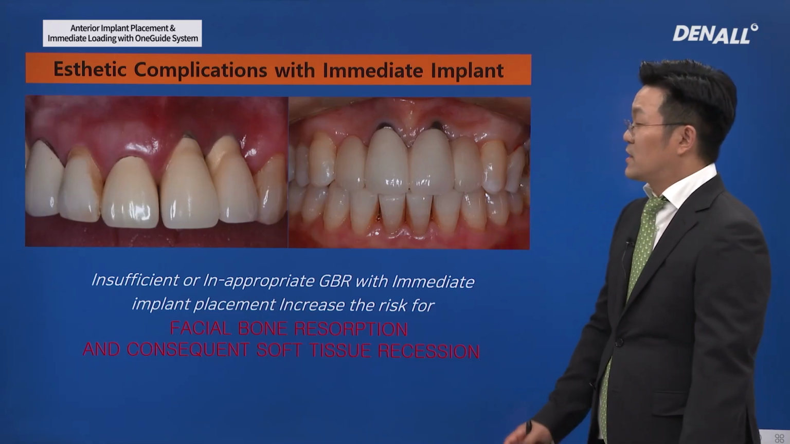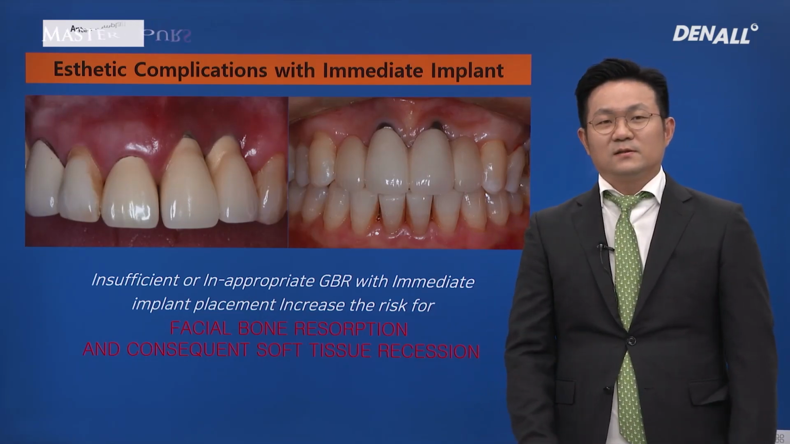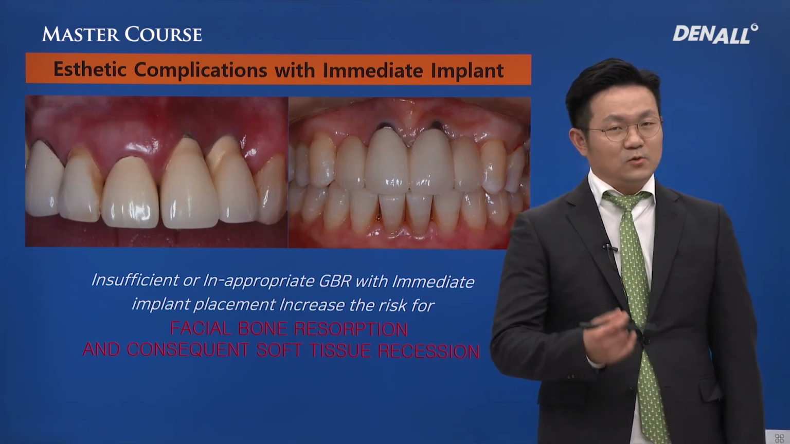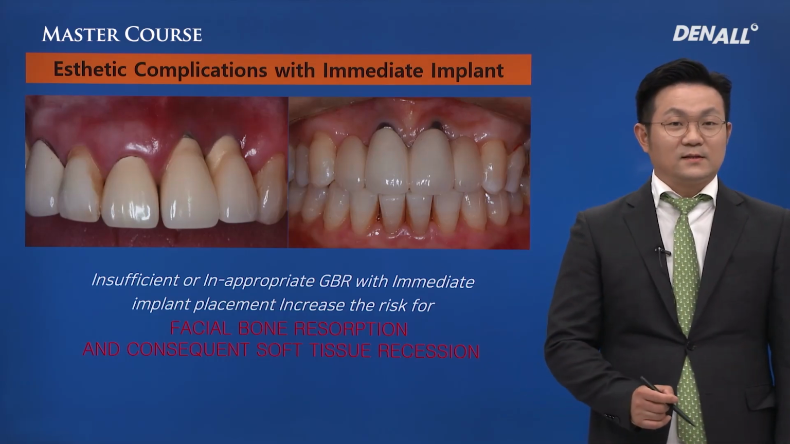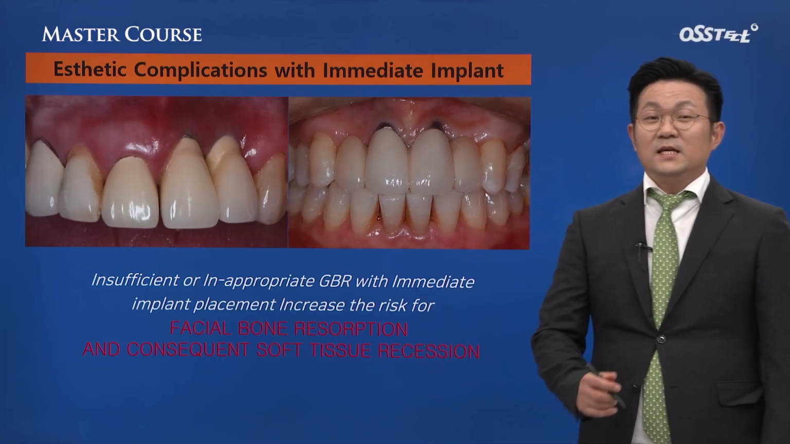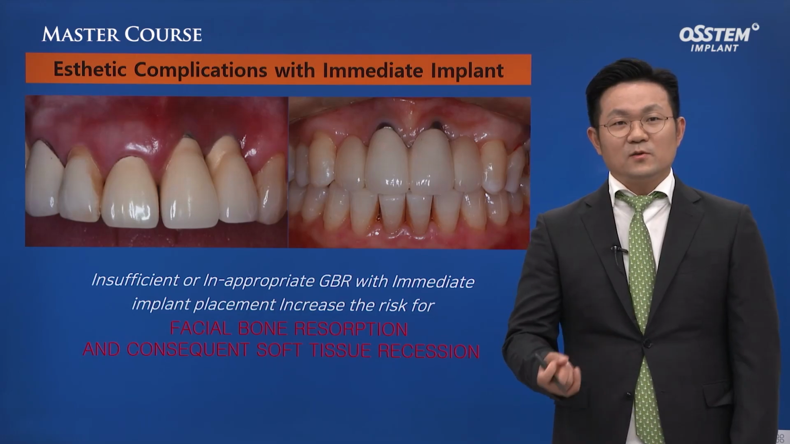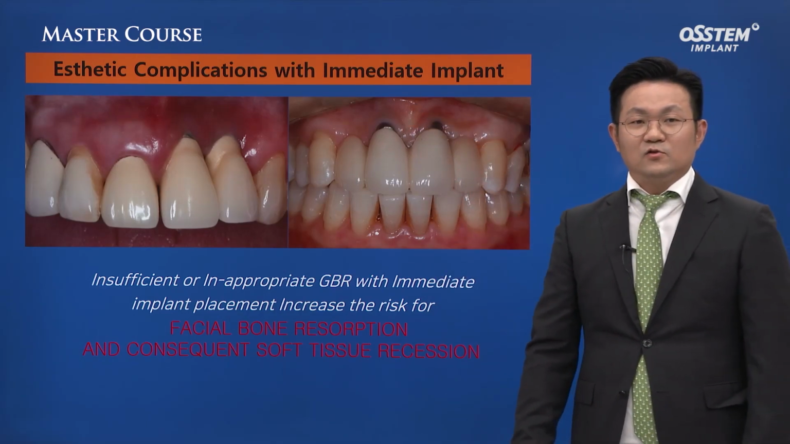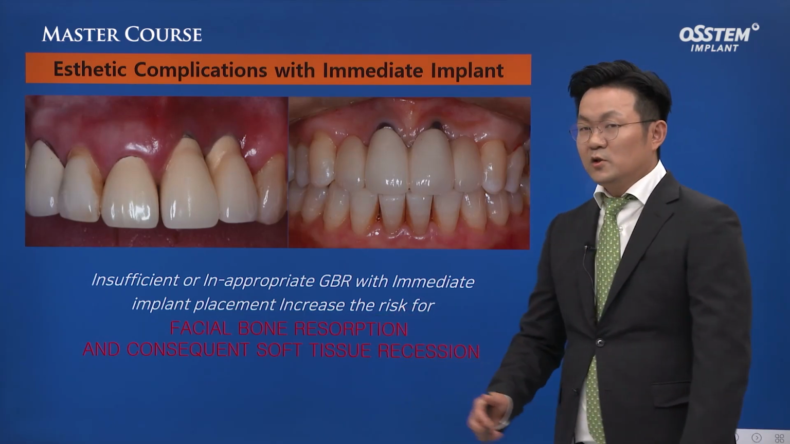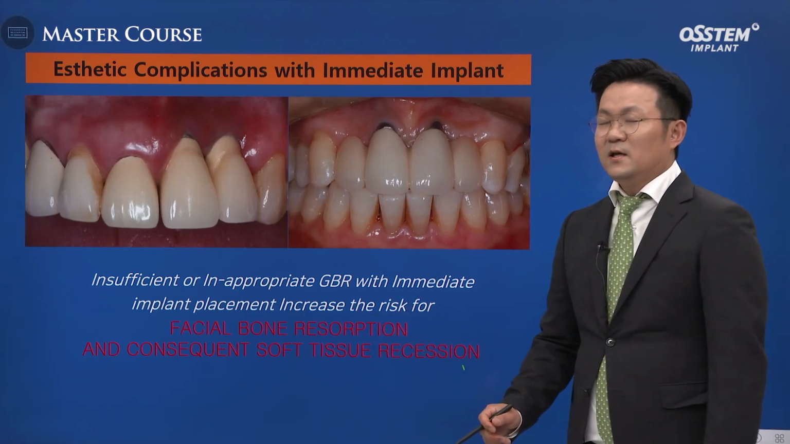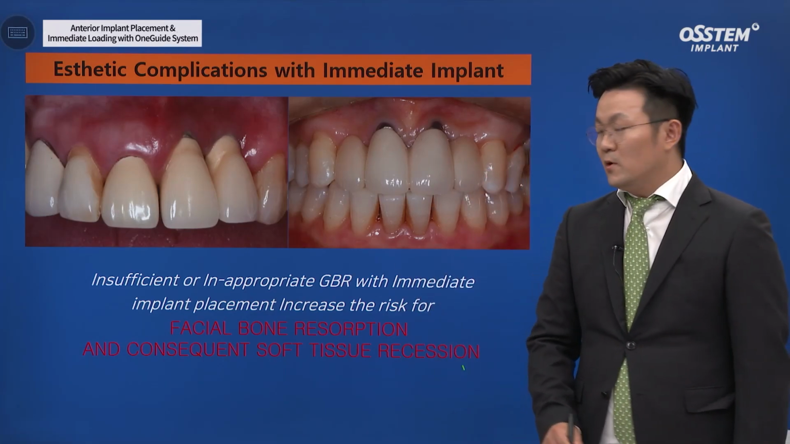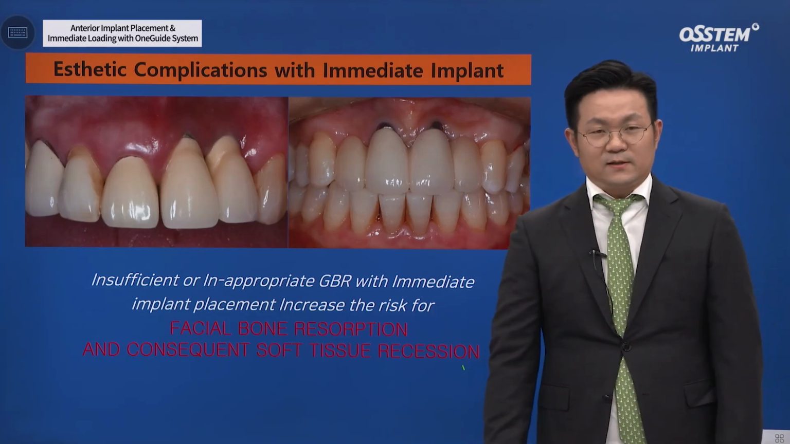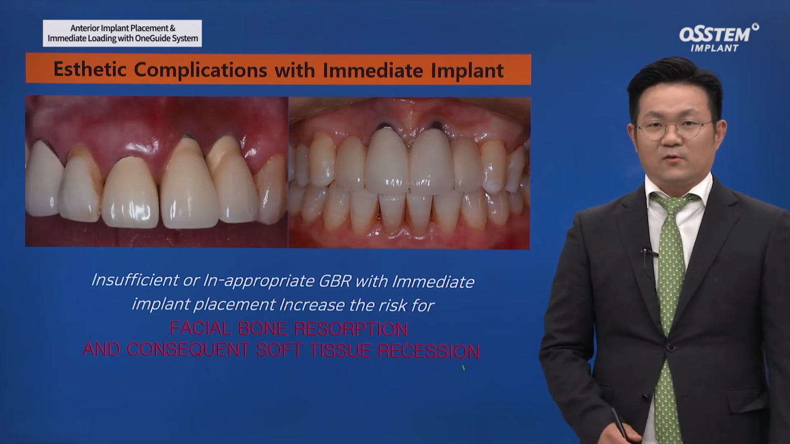If you ignore all this and think, I can do implant placement later on, I will do a small GBR and then implant placement, if your approach is that, especially on the anterior side, whether mandible or maxilla, it's a very aesthetic zone, and you could have aesthetic complications. You could have very serious soft tissue recession, and such recession could happen when there's inadequate GBR. So you have to be mindful of that.